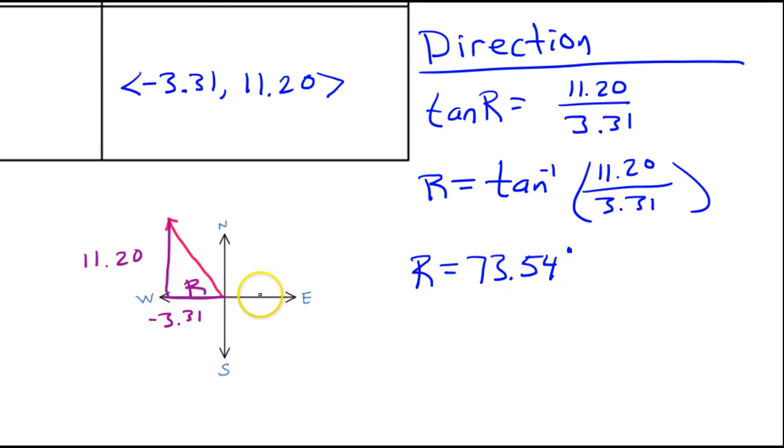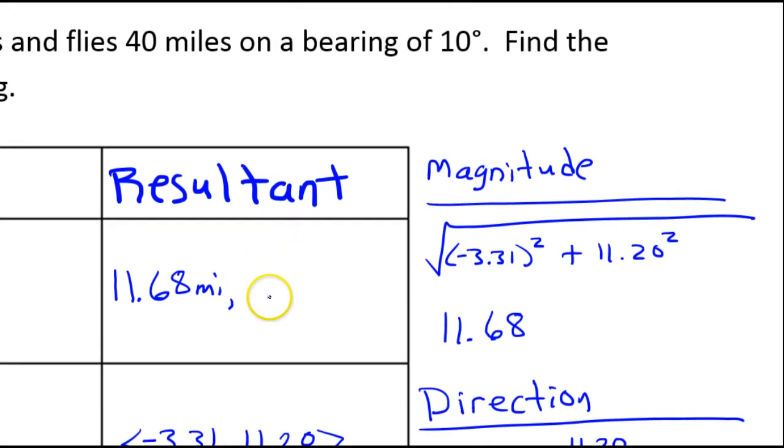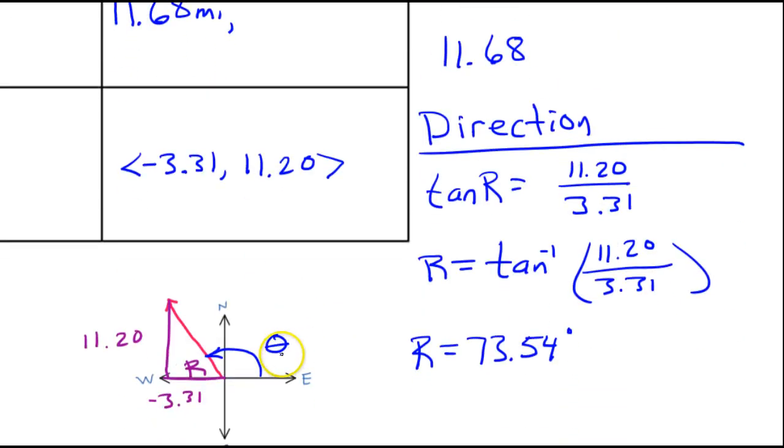Now normally what I would do is I would figure out what is the angle theta measured from the positive x-axis, which would be 180 minus the 73.54. However, in your final answer, you have to make sure you are giving the direction in the same form that it was given to you in the original problem. So in the original problem, they gave us direction in the form of a bearing. So in our final answer, we need to give the direction as a bearing instead of an angle measured like this from the positive x-axis.